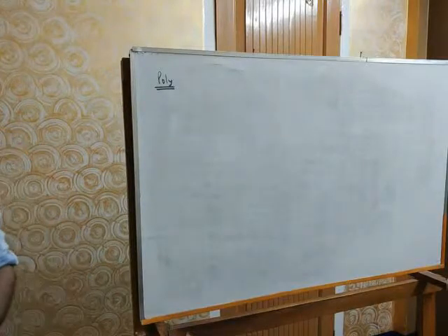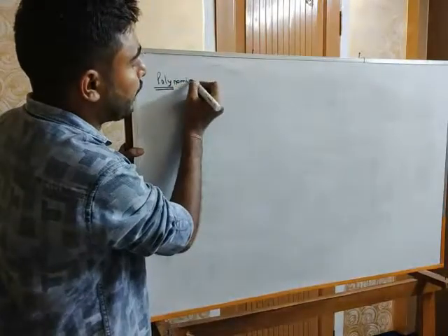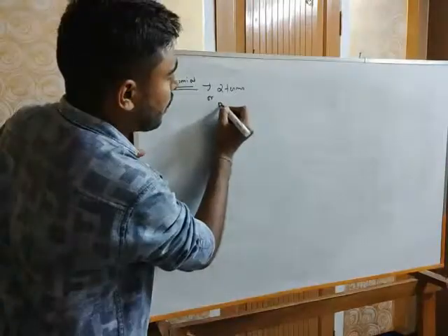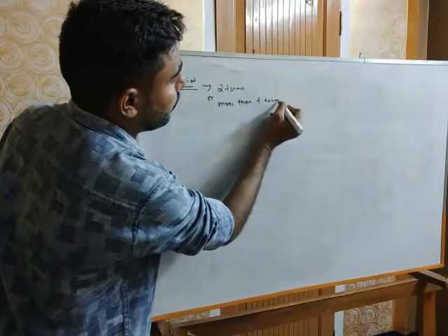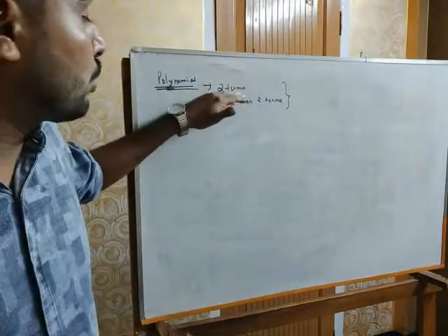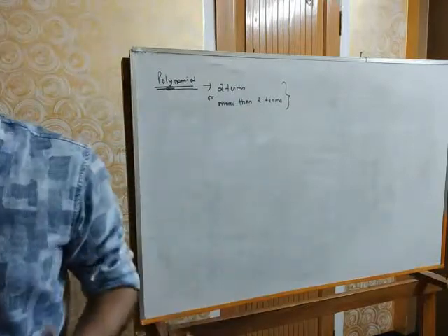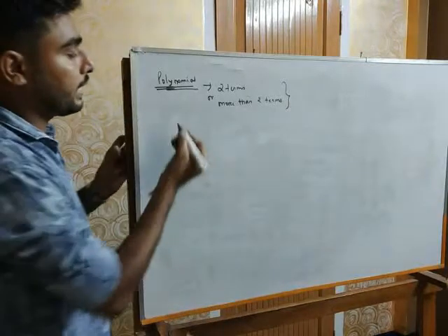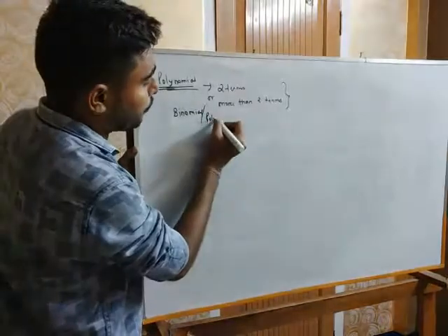So polynomial means an expression that has two terms or more than two terms. An algebraic expression that has two terms or more than two terms can together be called a polynomial. So what can we say? A binomial can also be called a polynomial.